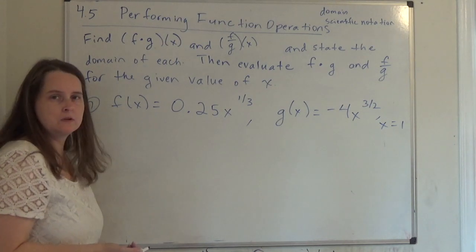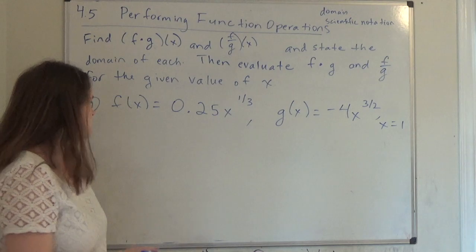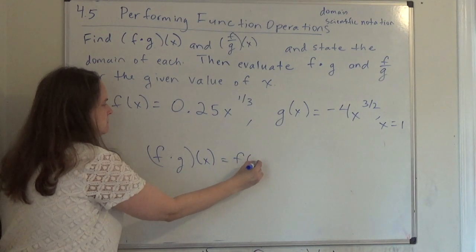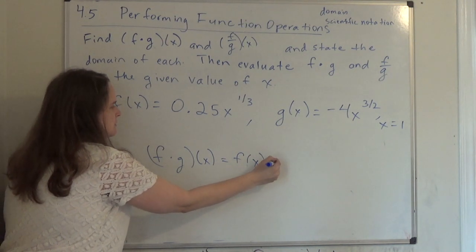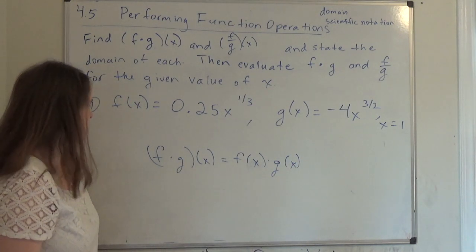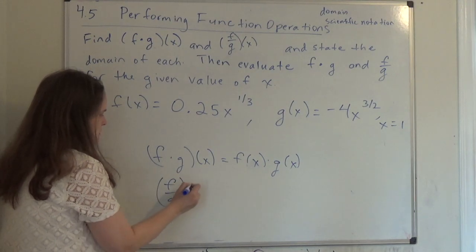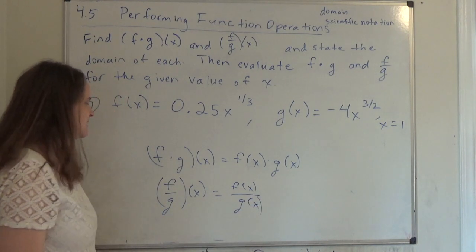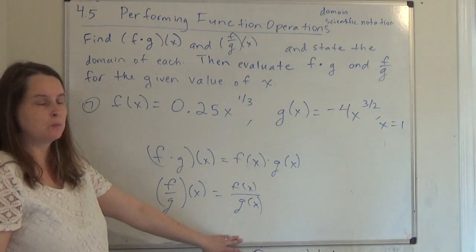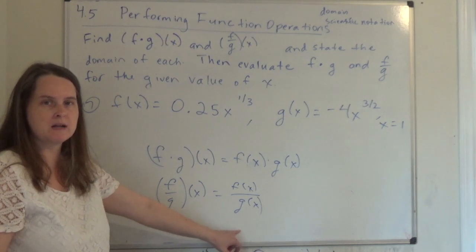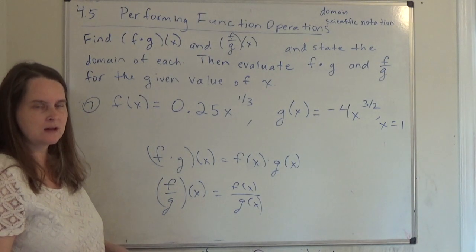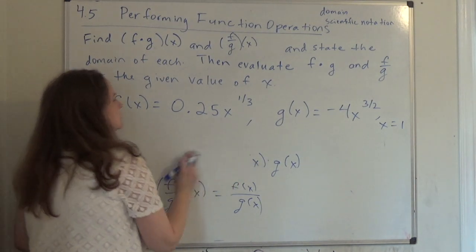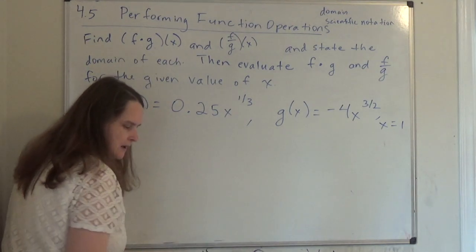so the rules here, if you look back at the first page of your notes, f times g of x, all that means is that it's going to be f of x times g of x. So you just multiply the two functions together. If you're given f over g of x, that just means you're going to do f of x divided by g of x. The only thing is that you have to be careful with the domain when you're dividing, because remember you cannot have a denominator of 0. That's the only thing you've got to pay special close attention to. The rest of it is still pretty intuitive. So for f times g of x, we're going to multiply.